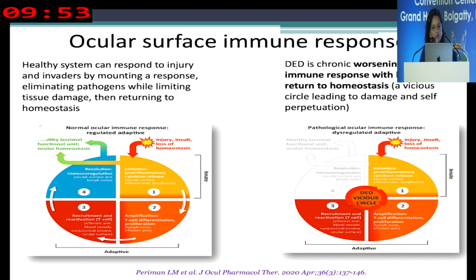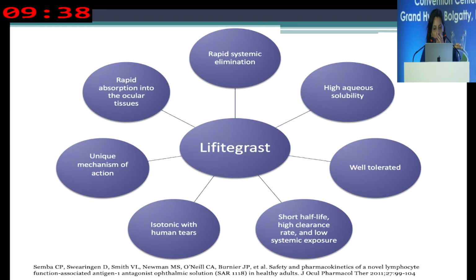Now, if you look at the ocular surface immune response, a healthy system can respond to any injury by mounting a response to eliminate the pathogens. But if there's dry eye disease, then it is a spiral of immune response with loss of return to homeostasis. So Lifitegrast is the drug which is being used or has been used to treat dry eye in other countries, and very soon it is going to be available in India.